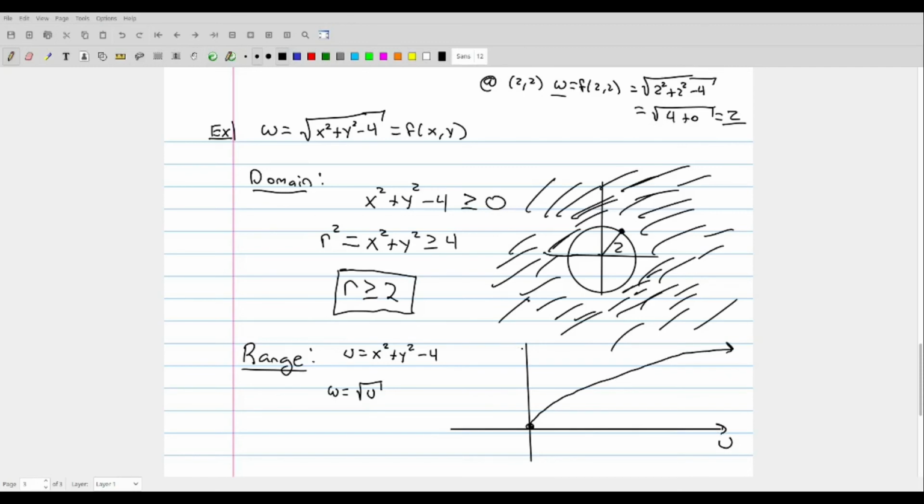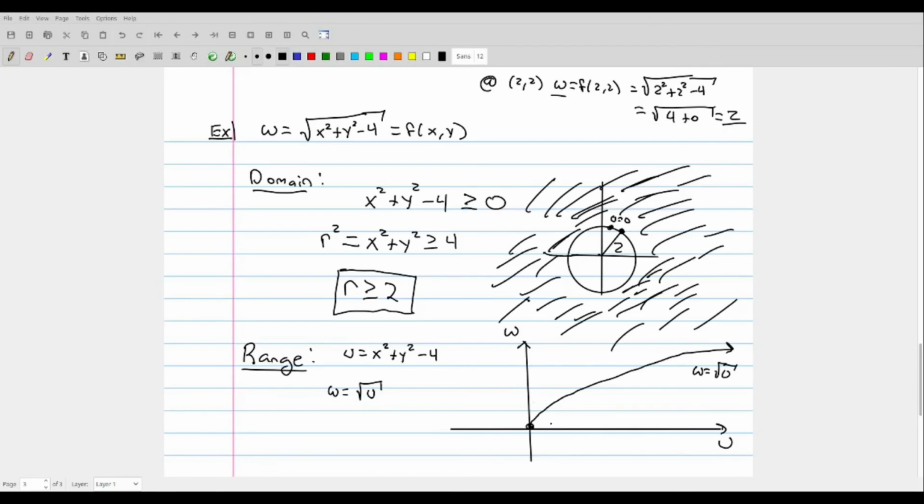This is the u-axis, say, and this is the w-axis. This is the function w equals the square root of u. Now we know that u goes from, because u is x squared plus y squared minus 4, right? U goes from a value of 0 on the surface of radius 2. U is equal to 0 at any point on this circle right here, and u only gets larger as you move further and further away.